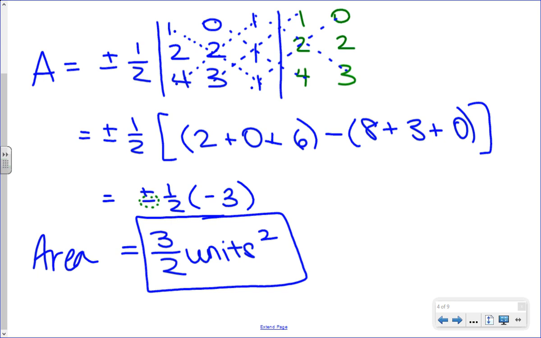Now, I want you and your pod to have a discussion about what it would mean if we set this up with 3 coordinates and the determinant was 0. Talk about it with your pod.